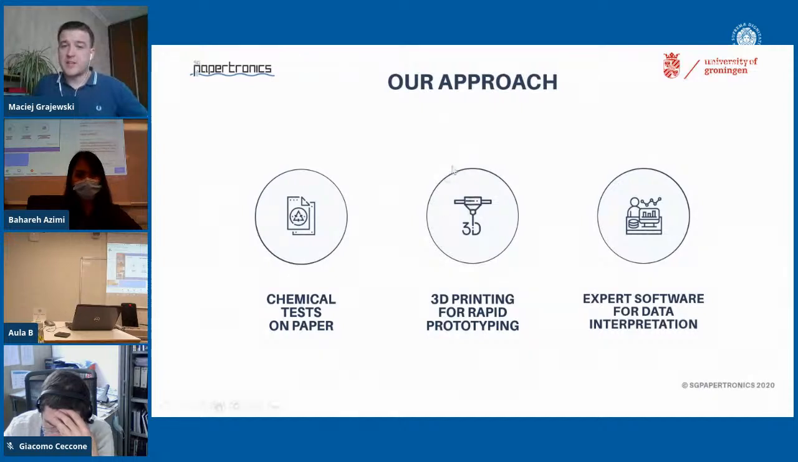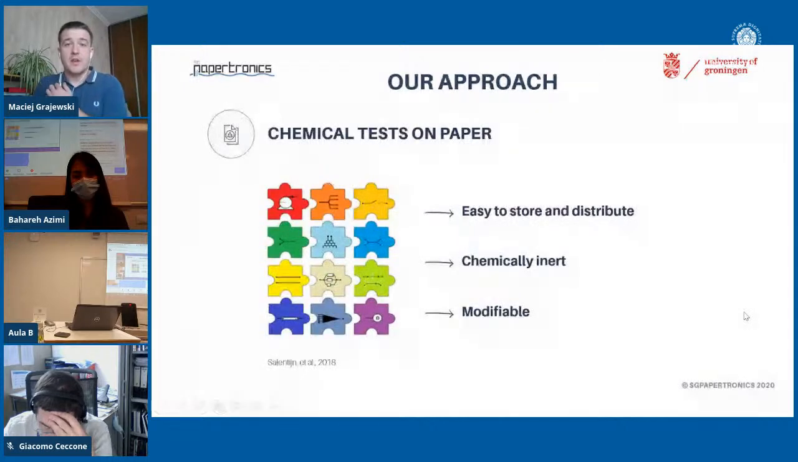For the adaptation of different formats of the test and convenience of use, we are using 3D printing for rapid prototyping, and we work on our software development with software engineers. Chemical tests on paper are referred to as easy to use, store, and distribute.